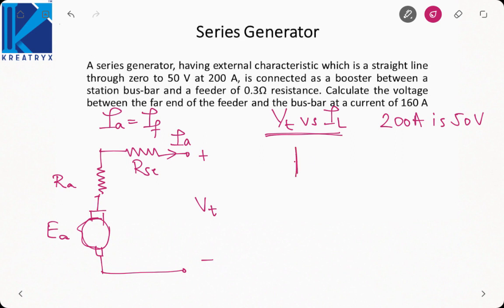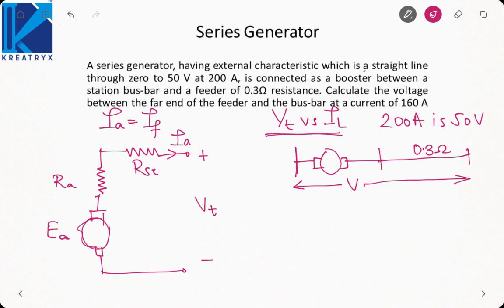Suppose this is a bus. Here we will connect a DC generator and this shall be a feeder which has a resistance of 0.3 ohm. Now we have to find the voltage between these 2 points, that is between the far end of the feeder and the bus bar, at a current of 160 ampere.